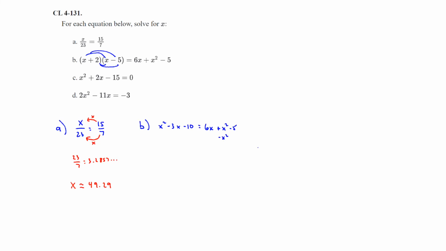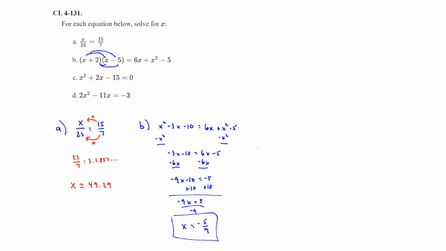First thing I'm going to do is isolate the x value, so I need to subtract x squared, and what we'll notice is x squared minus x squared is equal to 0 on both sides. So we're left with a linear equation now. Negative 3x minus 10 is equal to 6x minus 5. We're going to subtract 6x to both sides. It's negative 9x minus 10 is equal to negative 5. Add 10 to both sides to get negative 9x equals 5, and divide by negative 9. So x is equal to negative 5/9.